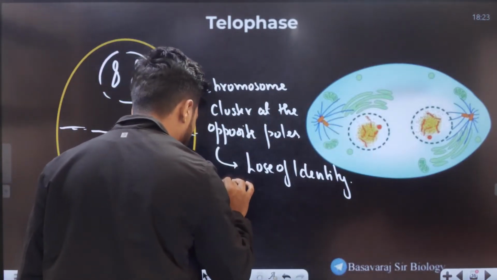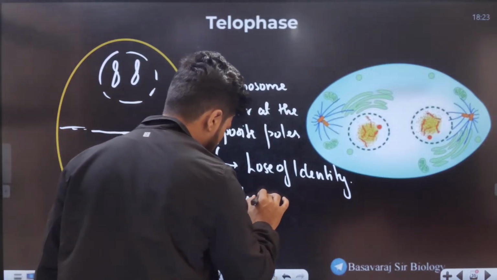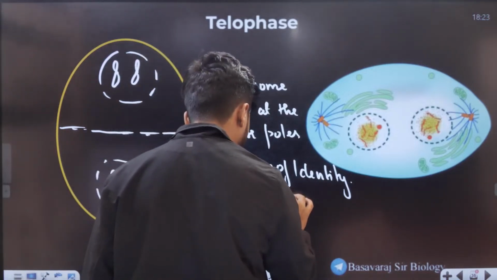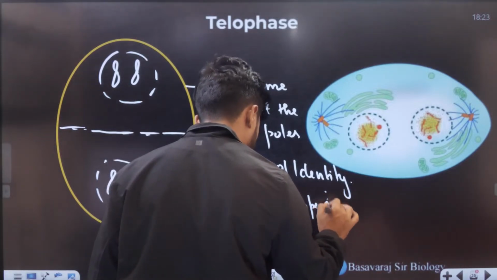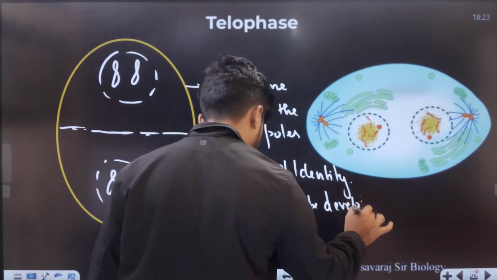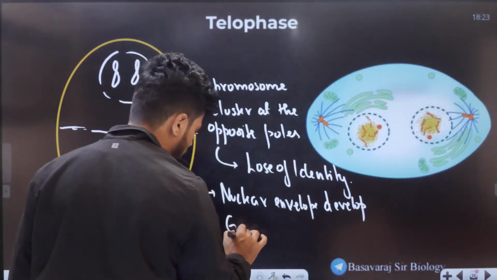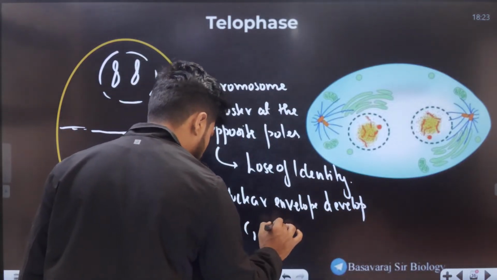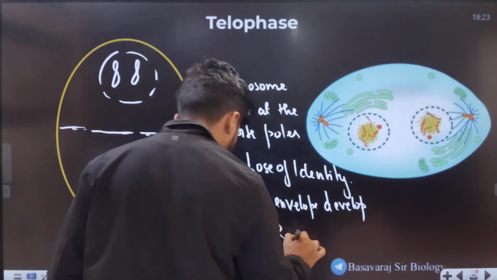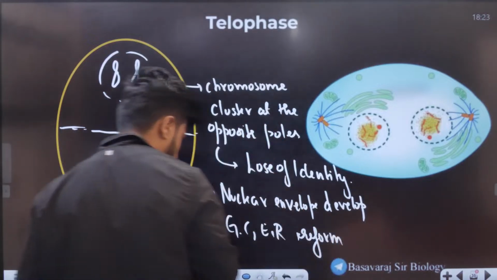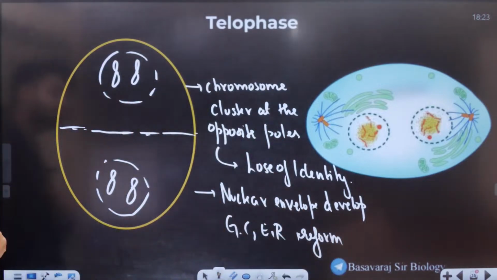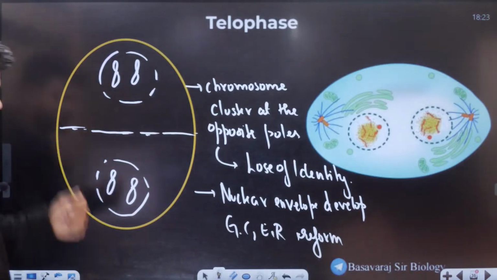Every other thing is developing back. Nuclear envelope is developing back. There will be Golgi complex, endoplasmic reticulum. Everything will reform. Nucleus, everything will reform at the telophase. Everything will be reforming. Okay. That is the entire telophase.